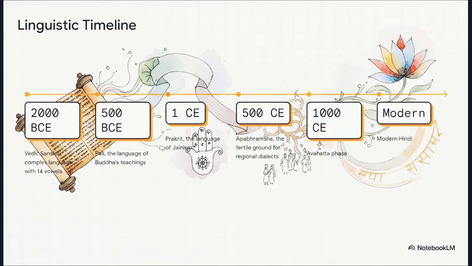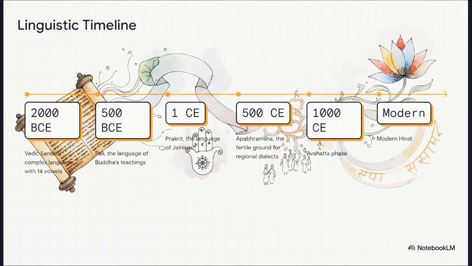But over time, the language sort of softened for everyday people. It flowed into Pali, which was the language of Buddhist teachings, and then into Prakrit, the language of Jainism. As the centuries rolled by, it kept evolving through stages like Apabhramsha and Avahata, gradually streamlining itself until it blossomed into modern Hindi.